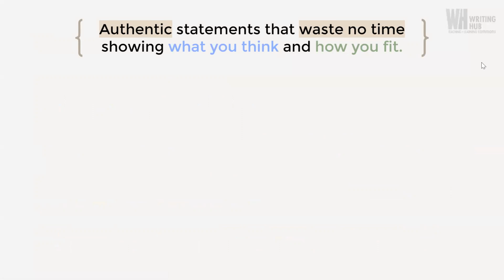By authentic, I mean it's true to you. It feels right. It feels accurate to your experiences, and you're proud of what it says about you and the person it's showing you to be. It wastes no time means that what you want to articulate is put right up front, it's made very clear, and it's signaled very easily for your reader. I'll show you a trick for that in just a moment. By showing what you think and how you fit, you want to combine these.